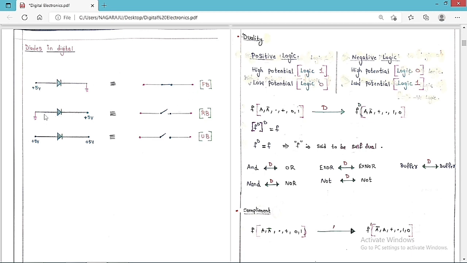Suppose I keep the anode voltage at 0 and the cathode voltage at +5, so therefore the cathode voltage is higher than the anode voltage.